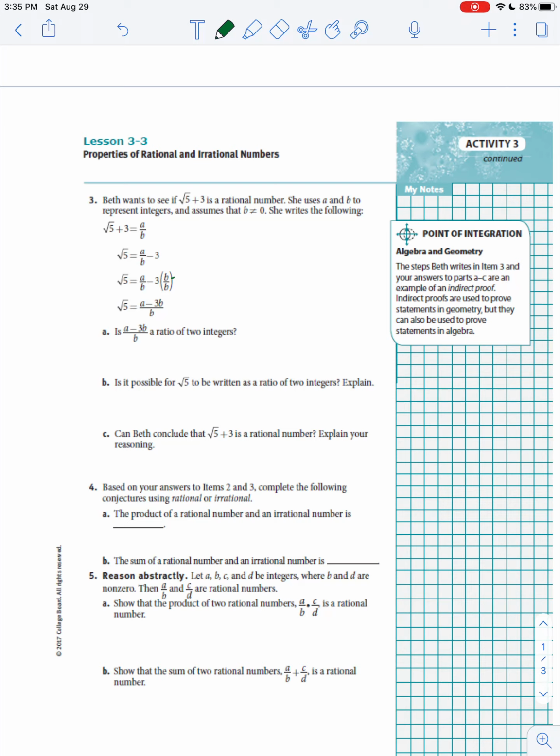Now, is a minus 3b over b the ratio of two integers? Well, that would be yes, because a and b are both integers.